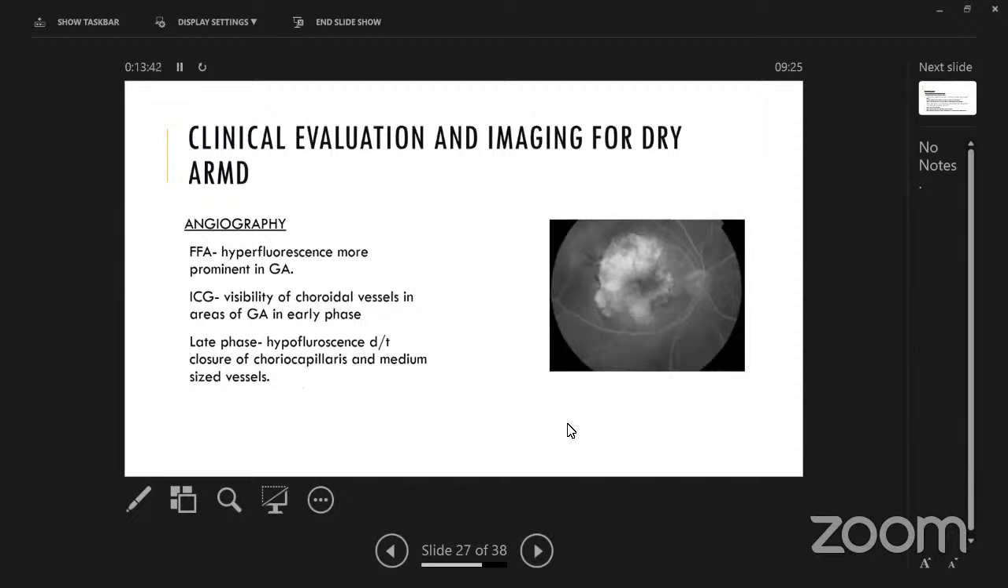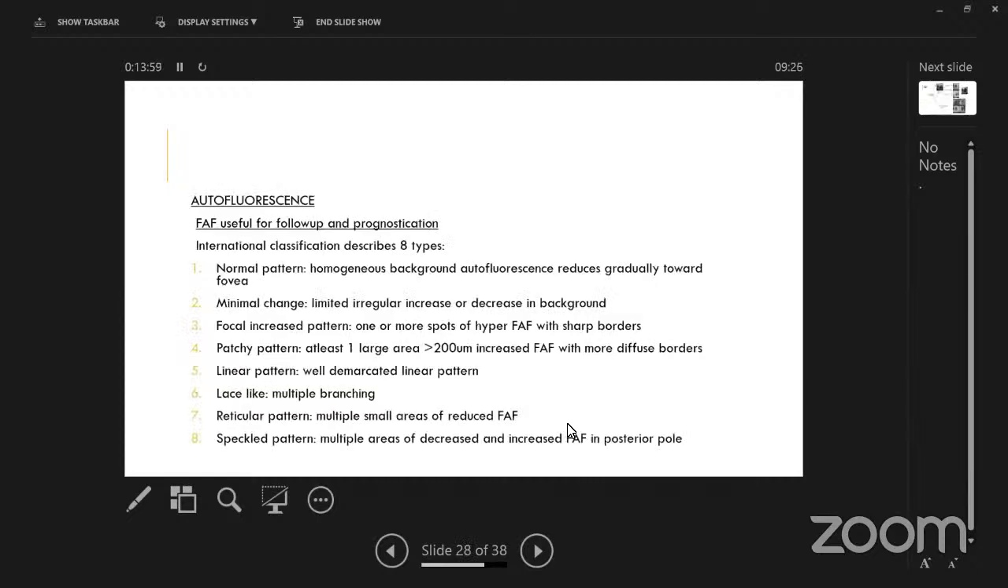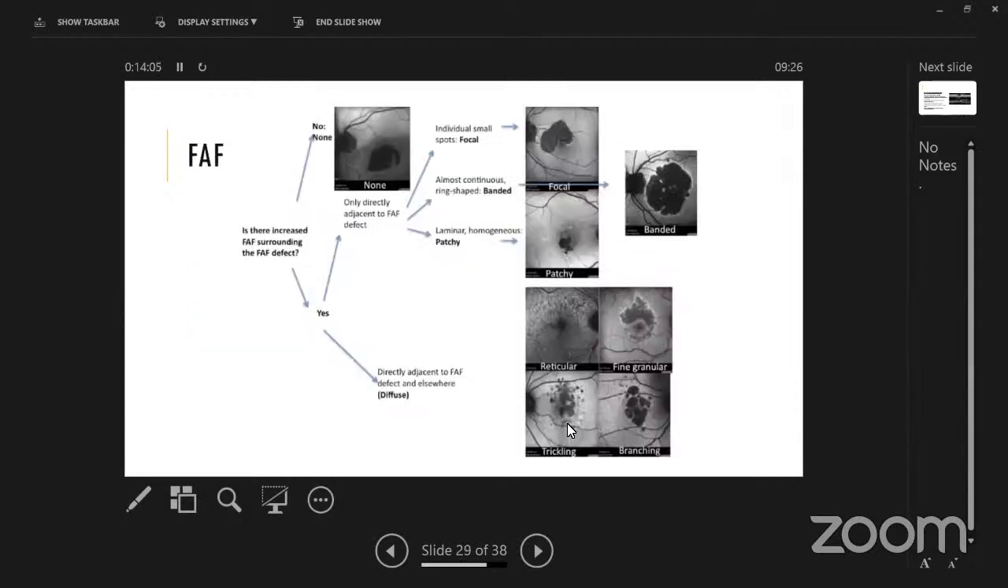On clinical evaluation and imaging for dry ARMD, on angiography, FFA shows hyperfluorescence more prominent in geographic atrophy. The late phase hypofluorescence due to closure of choriocapillaries and medium-sized vessels may be noticed. Fundus autofluorescence can also be done, and the international classification describes around 8 types.